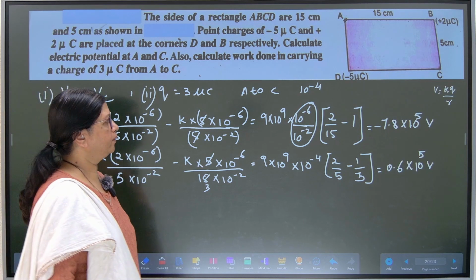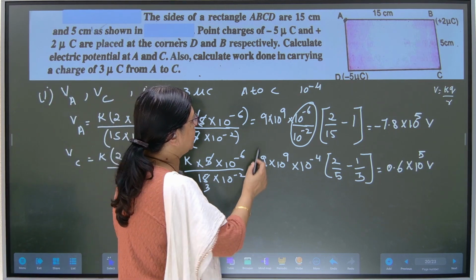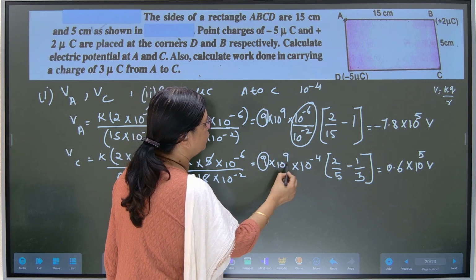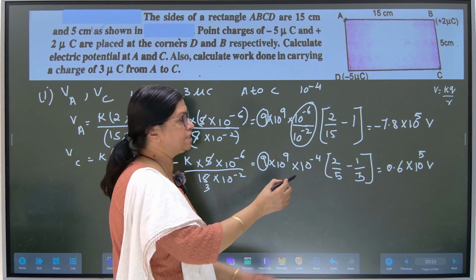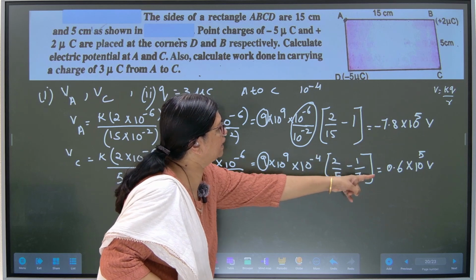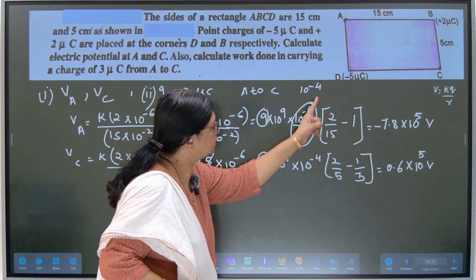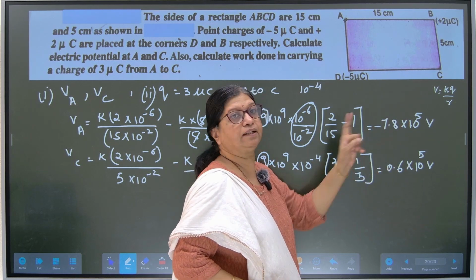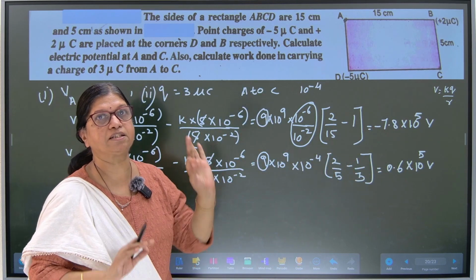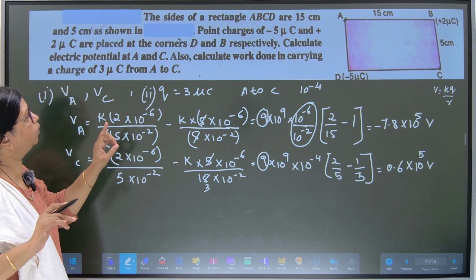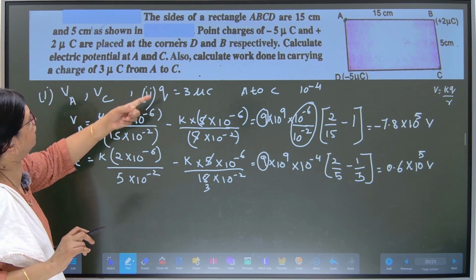Fine? Okay. Now looking at the numbers, I have 9 here. I have 9 here. I have 10 raised to 9, 10 raised to minus 4. So 9 minus 4, 5 I have written. Then this much maths done here is 0.6. This much maths done here is negative 7.8 into 10 raised to 5, 10 raised to 5 volts. This is my answer for VA and VB. Sorry, VA and VC.